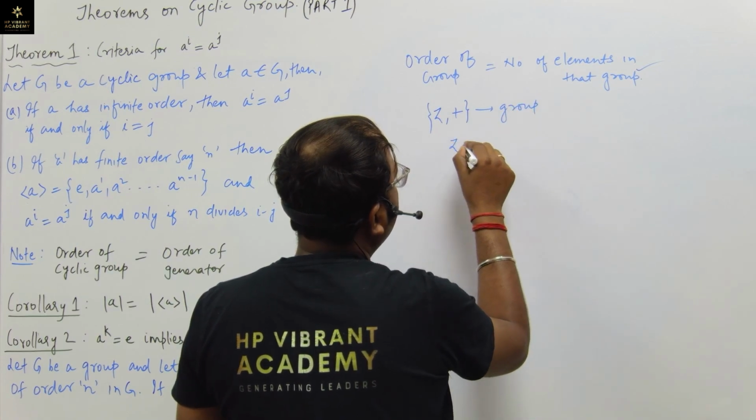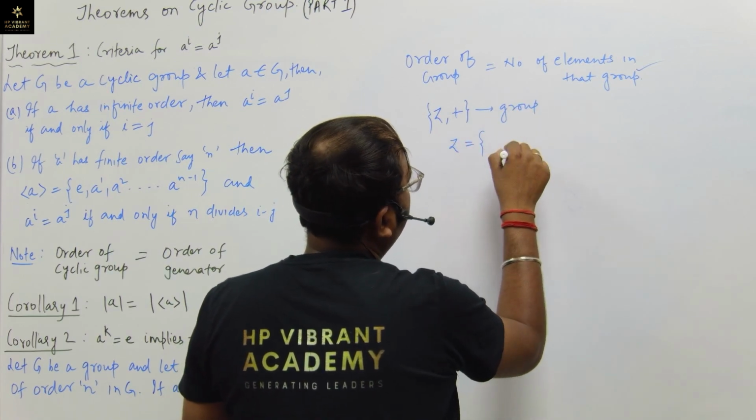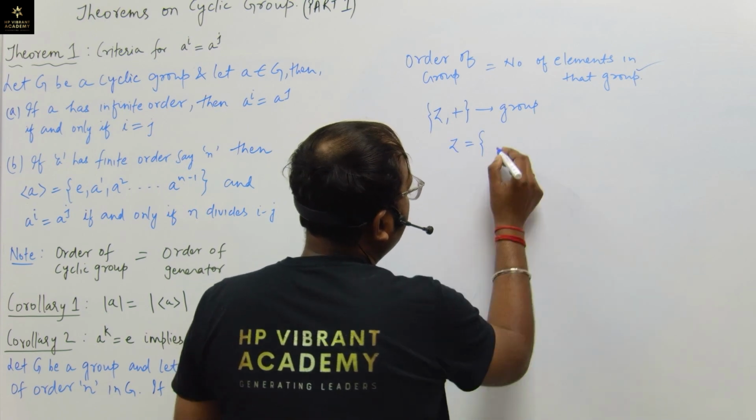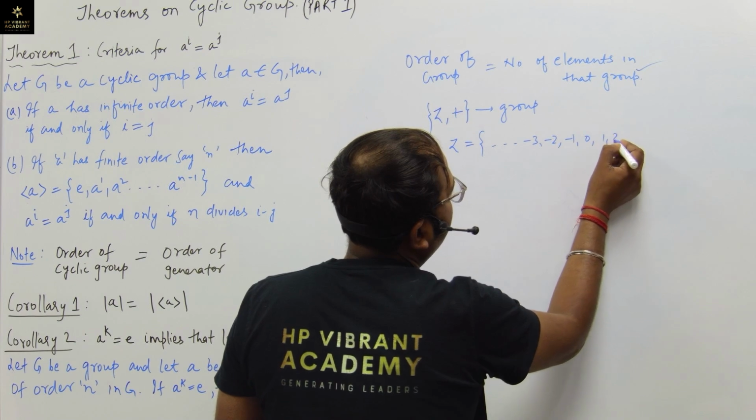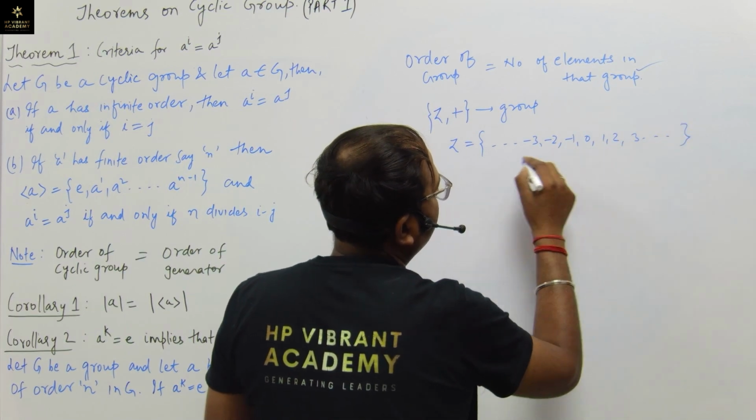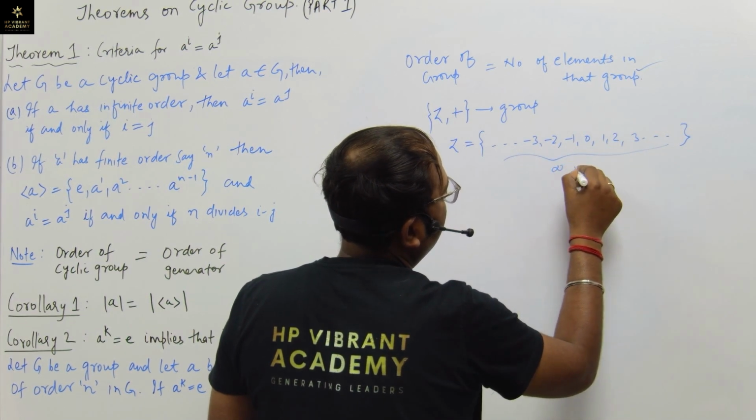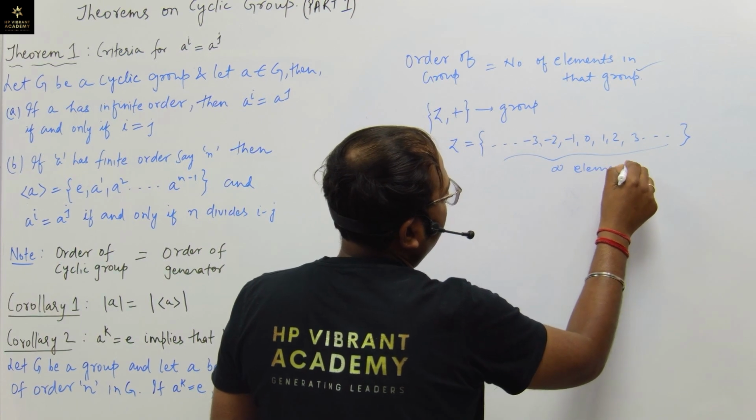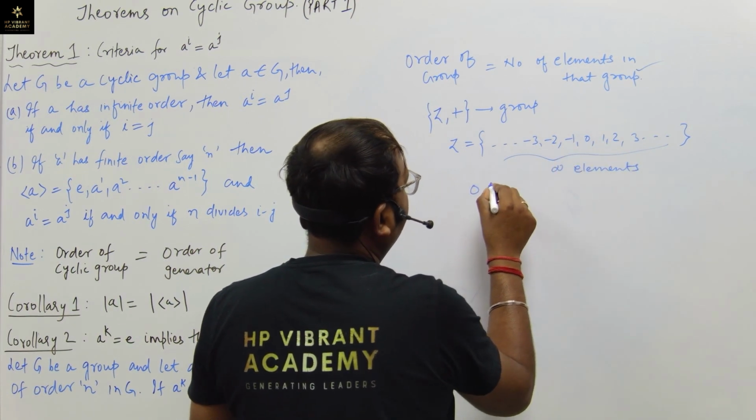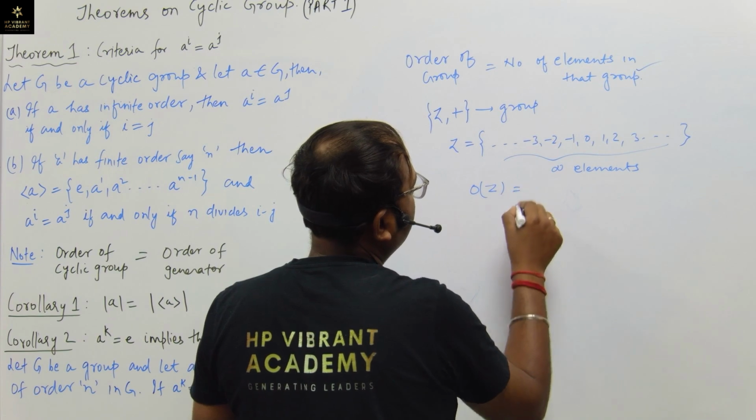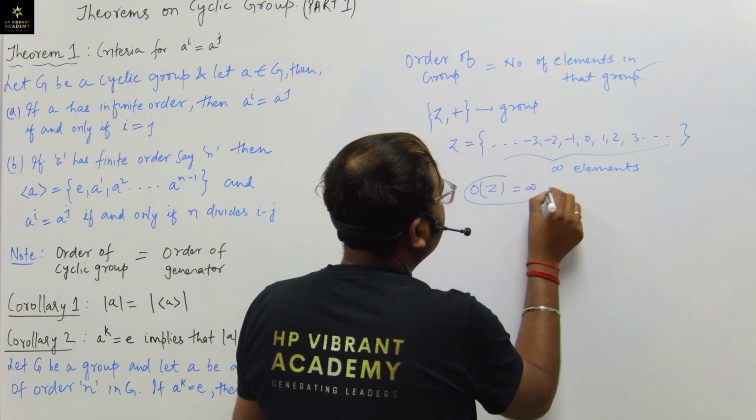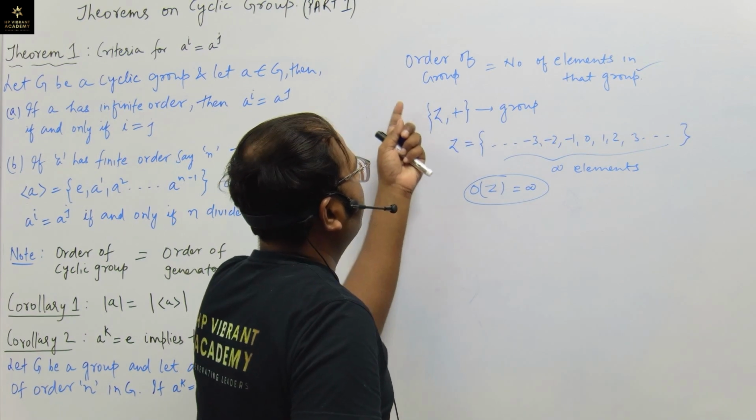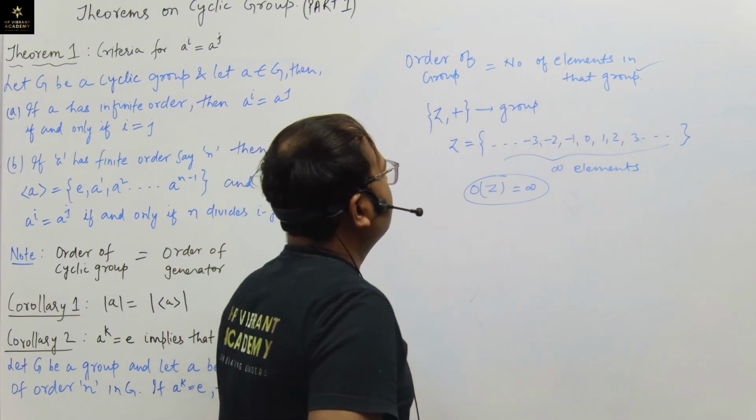The elements in Z are infinite: we have -3, -2, -1, 0, 1, 2, 3. So these are infinite elements. So the order of group Z will be infinity, because there are infinite elements, and the order of group is equal to the number of elements in that group.